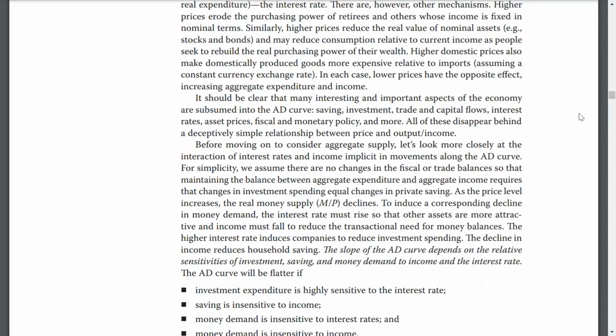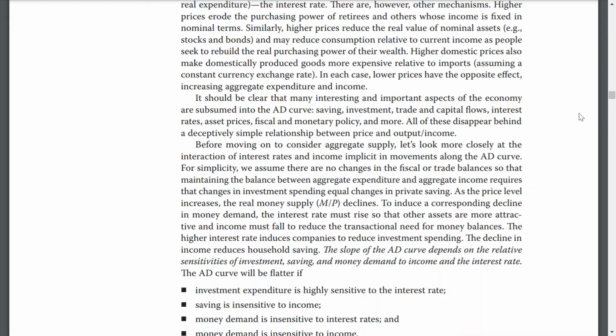To induce a corresponding decline in money demand, the interest rate must rise so that other assets are more attractive, and income must fall to reduce the transactional need for money balances. The higher interest rate induces companies to reduce investment spending. The decline in income reduces household savings.